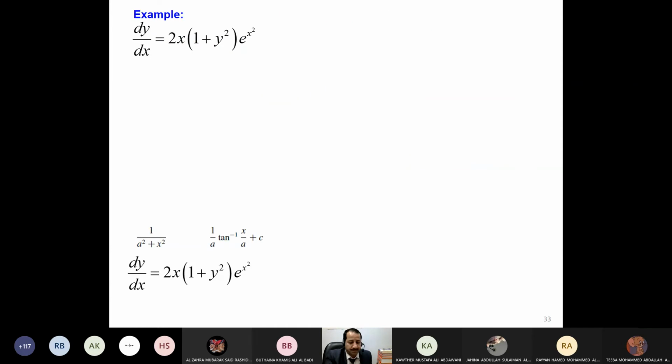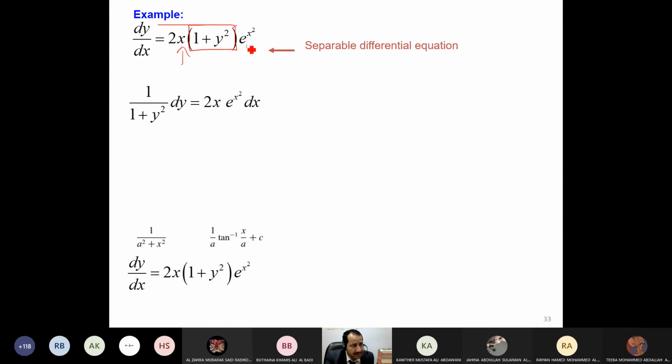Another example. You are given this equation, dy over dx equals 2x between two brackets, 1 plus y squared, exponential x squared. Just a minute. This item contains y and the other items contain x only. So if I divide the whole equation by this item, then there is only x on the right hand side. You see here? I divided. Now what is left? This item and this item, as you can see here. While I also multiply by dx, so this dx came here.